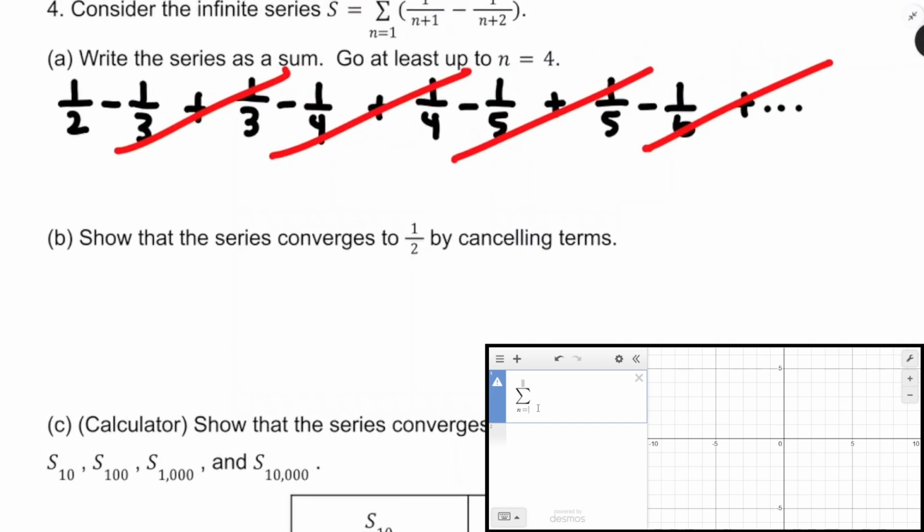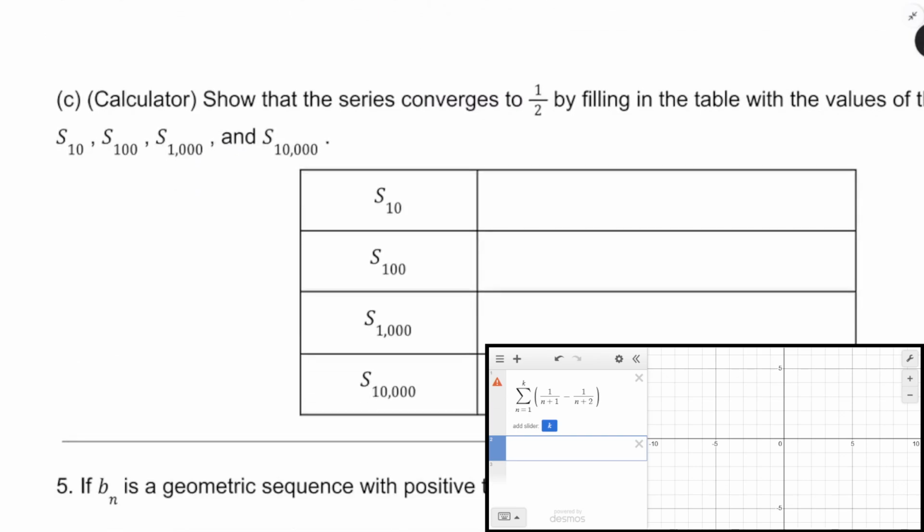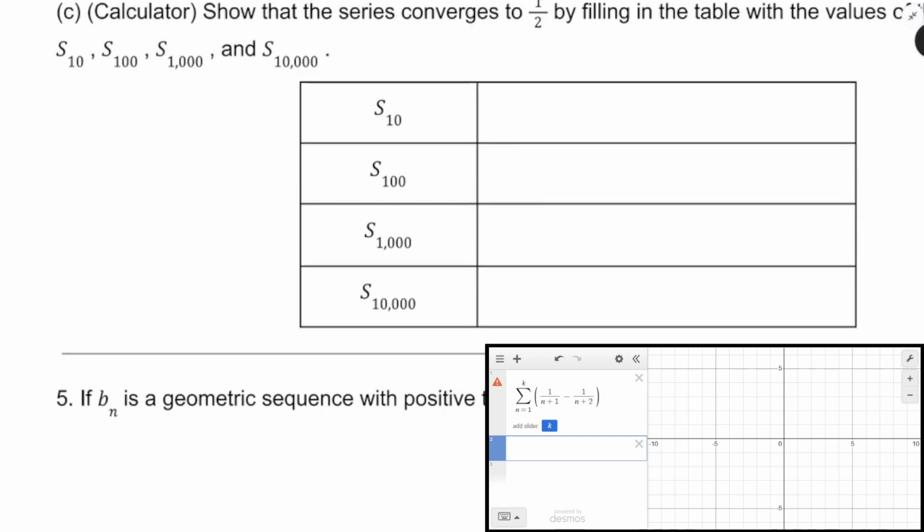Oh wait, so I need to type in my actual formula. So n equals 1 up to, I'm just going to say k, and in my terms, 1 over n plus 1 minus 1 over n plus 2. And I don't think we really need to add a slider for k. I'm going to do a table because that's what we're actually interested in doing here. Is S10, S100, S1000, and S10,000. But you could also just manipulate the number here. But what I would like to do is do the table so that you can see.